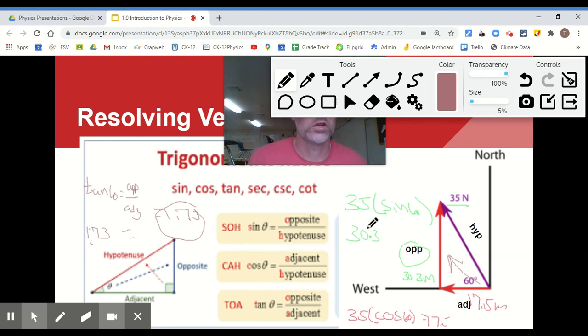So this is a way to check yourself. But for now, what I want you to understand is just to be able to recognize the x vector, the y vector, and which trigonometric ratio you're going to use. For now, I'm not going to make you memorize these, but it's helpful to have SOH, CAH, TOA in your memory banks. So we'll have this available to you to work out these problems.